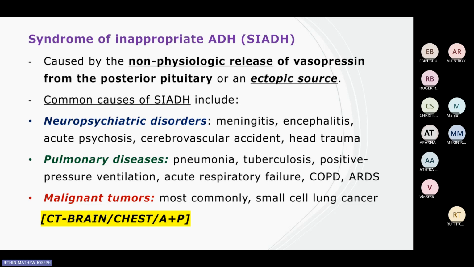Common causes of SIADH include neuropsychiatric disorders like meningitis, encephalitis, acute psychosis, cerebrovascular accident, and head trauma. You might notice that some of the causes here overlap with something we discussed earlier, cerebral salt wasting. We'll get to that later. Other causes of SIADH are pulmonary diseases like pneumonia, TB, positive pressure ventilation when the patient is intubated on a ventilator, acute respiratory failure, COPD, and ARDS. Malignancies are also known to cause SIADH, most commonly small cell lung cancer.